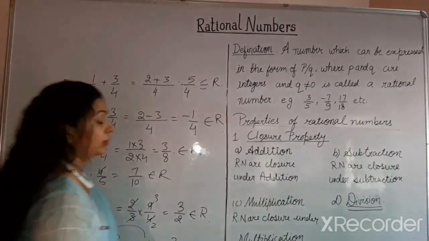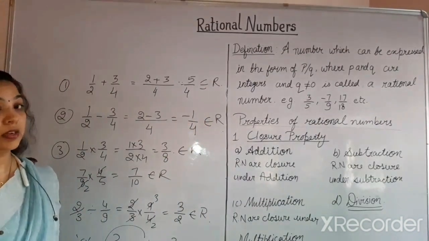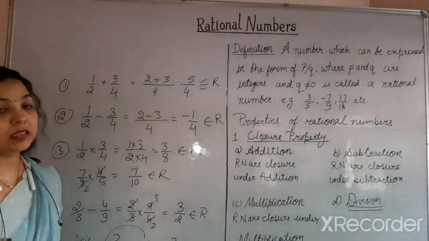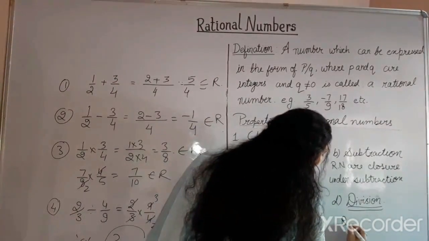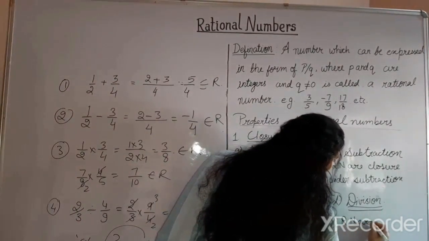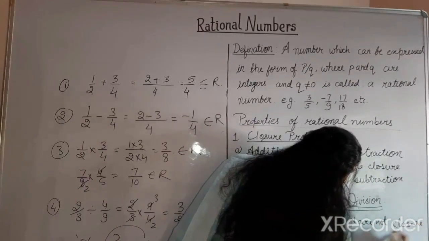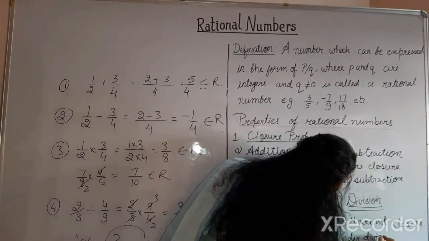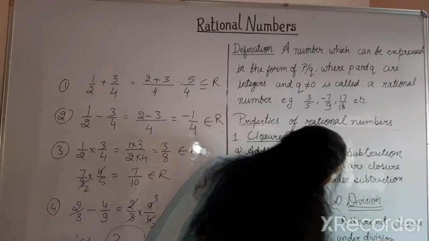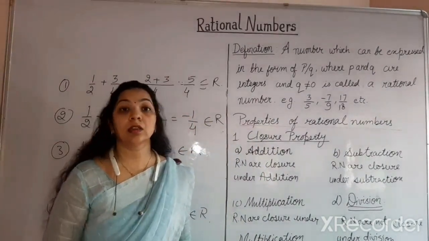That's why we conclude that if we divide any rational number by another rational number, it is not necessary that the result is a rational number. So we conclude that rational numbers are not closed under division. So this is the first property. Now the second property is commutativity.